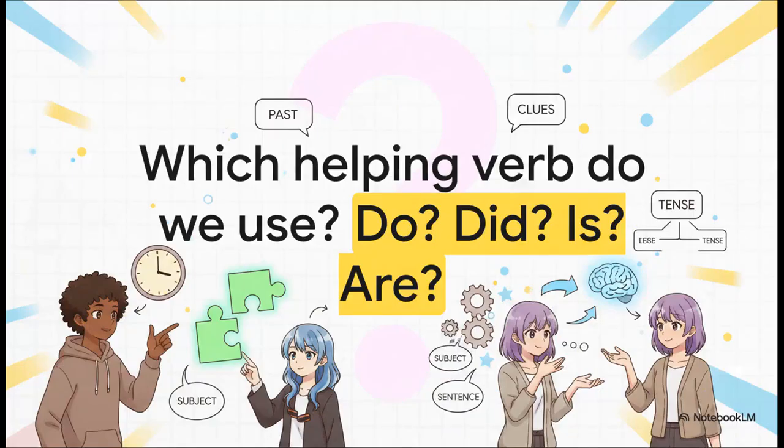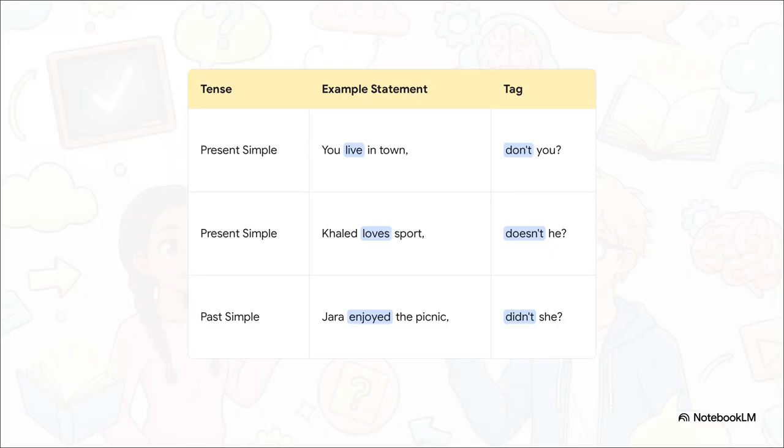All right, this is where people sometimes get a little stuck. We know it has to be the opposite, but which verb is it? Do, did, is, are? The good news is, the sentence itself gives you all the clues you need. You just have to know what you're looking for. Just look at how this works. For a simple present tense verb like live, we use don't. But when there's an S on the end, like in loves, that's our signal to use doesn't. And if the verb is in the past tense, like enjoyed, well, that's your cue to use didn't. The main verb is basically telling you exactly what to do.